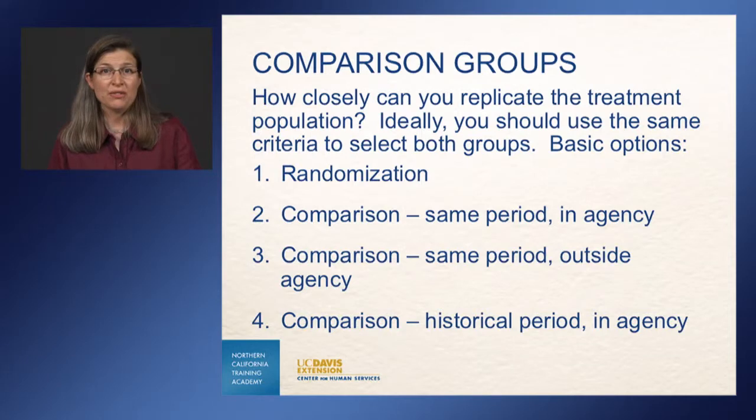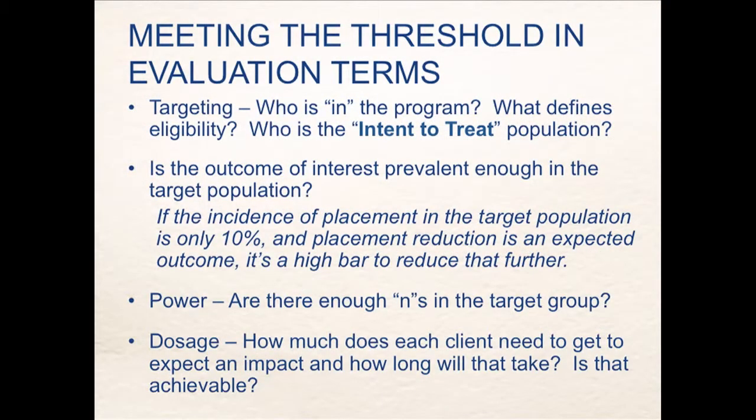Then there are unmeasured differences based on time. This is an issue for option 4, historical comparisons. But in many cases, communities and agencies just don't change that much that fast. There are a few other evaluation-specific issues that I want you to be aware of.